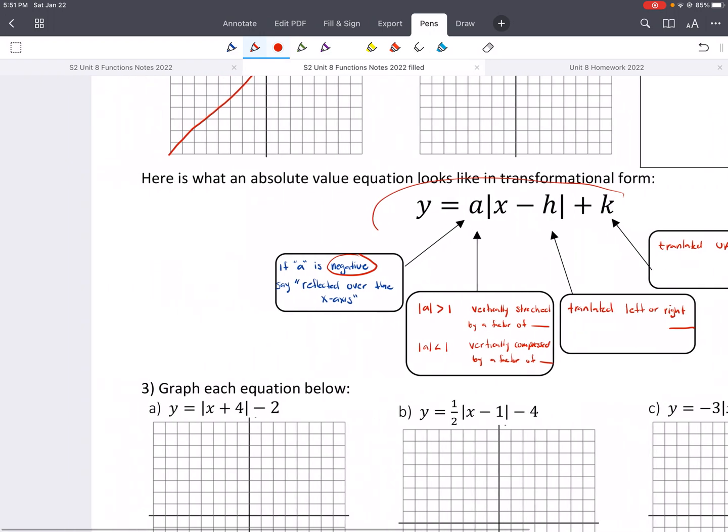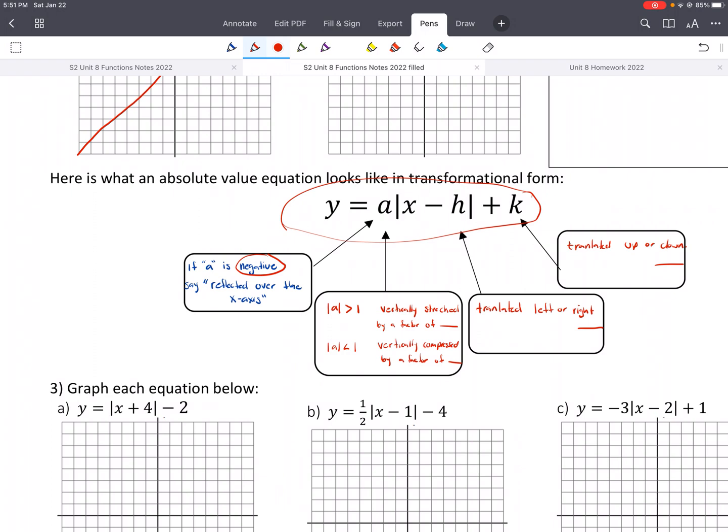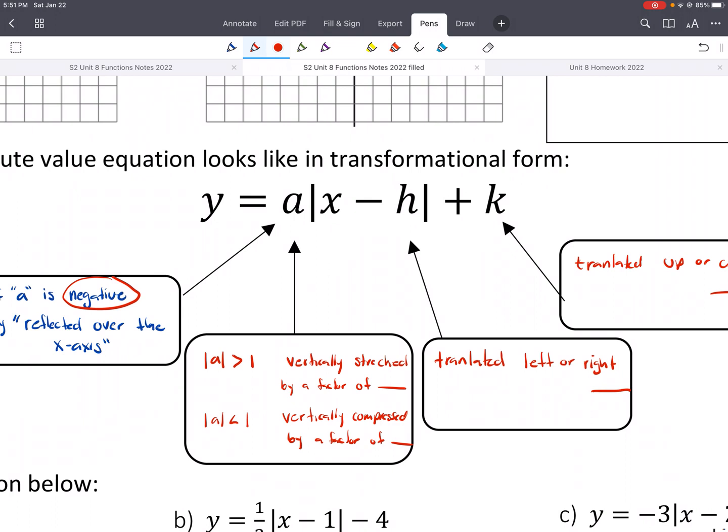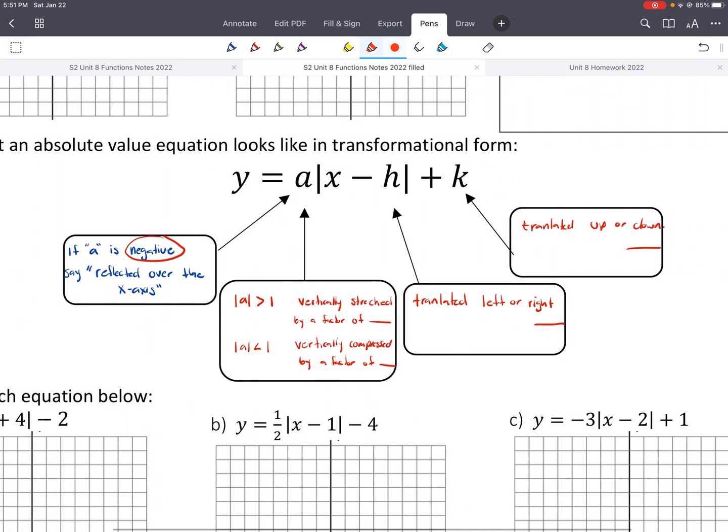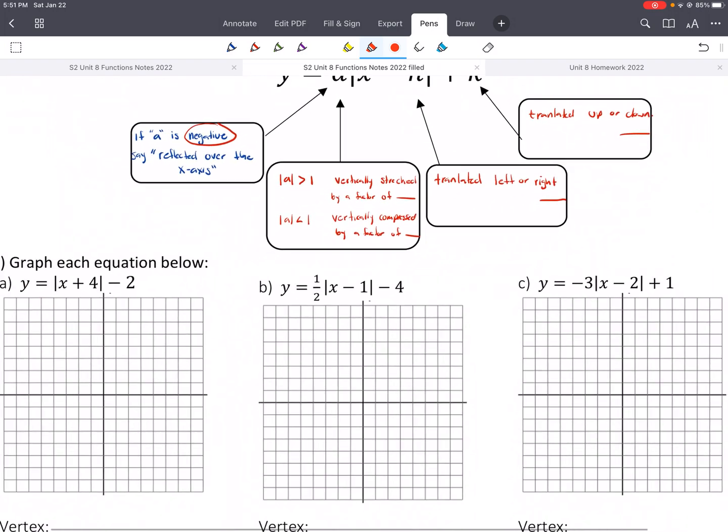This is the equation for an absolute value function. You probably noticed that it looks very similar. It's written the exact same way as a quadratic in vertex form. The only thing you should be aware of is that we have absolute value and there's no square. Okay, there's no exponents for an absolute value function. So everything else here is the same. You could rewrite what we wrote above, or you can just write something like C, the quadratic transformations above. Okay, so I just copied those. And you can do that on your notes.